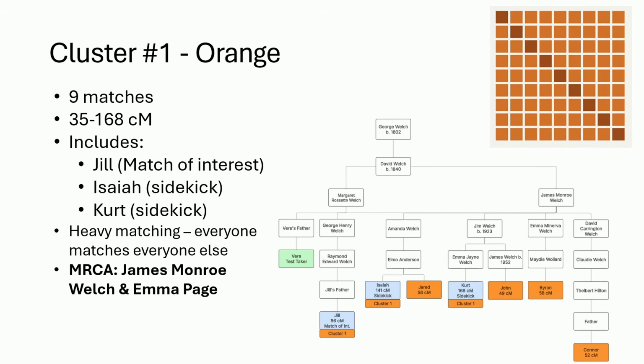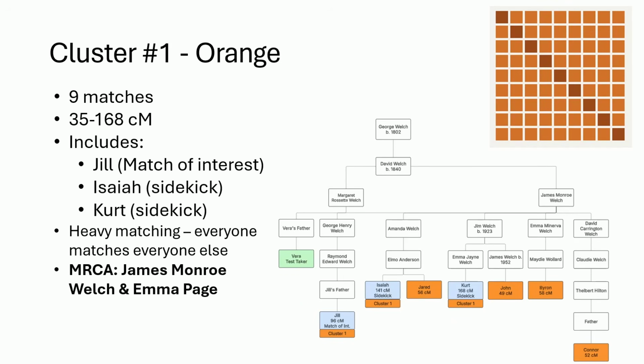As I looked at their trees, I found that the common ancestral couple was James Monroe Welch and Emma Page. That's interesting because that's not Vera's ancestor, that's Vera's ancestor's brother. So this cluster picked up on the fact that there were a bunch of people descending from James Monroe Welch and put them all together in this cluster. I thought that was brilliant that it could pick up on that.